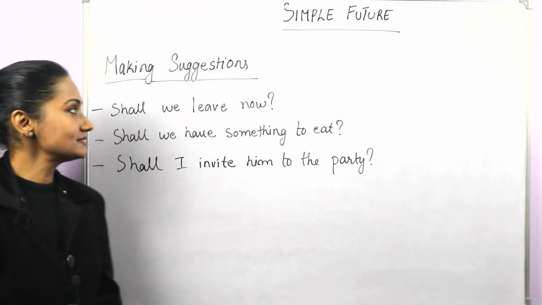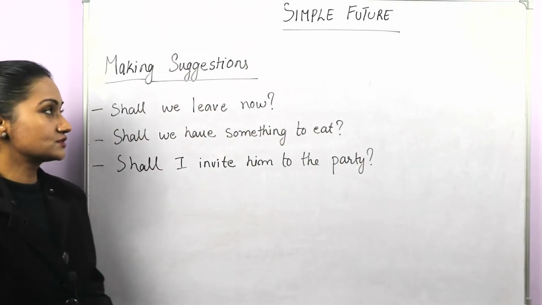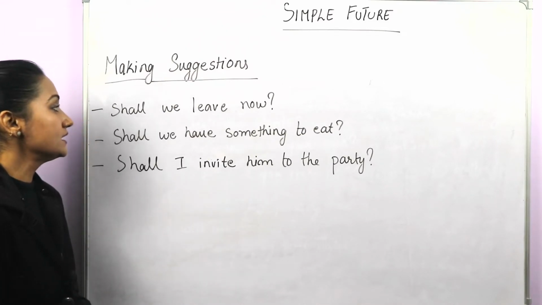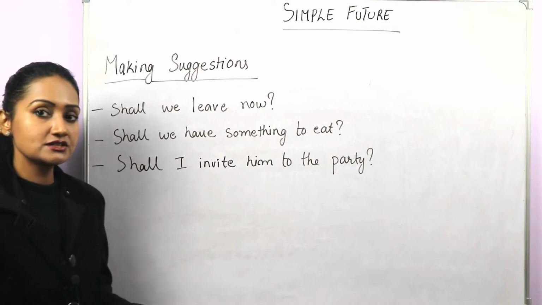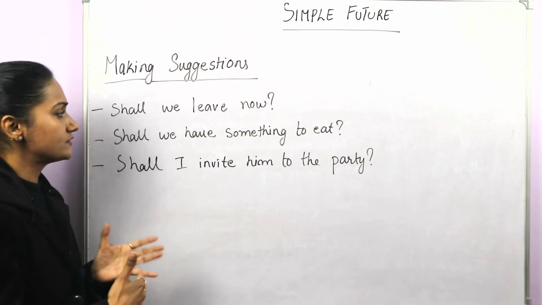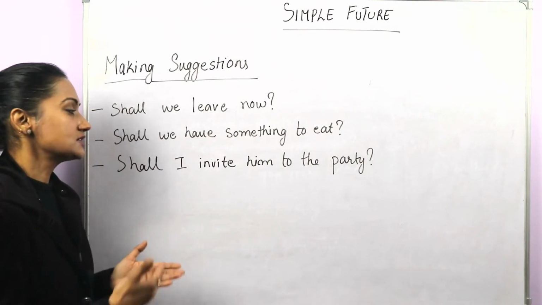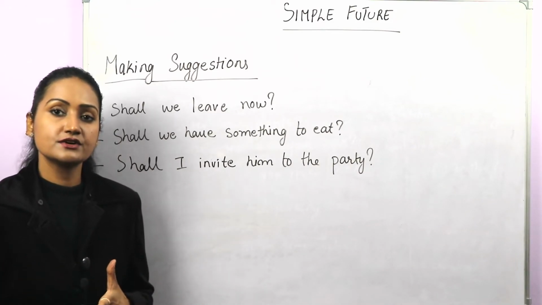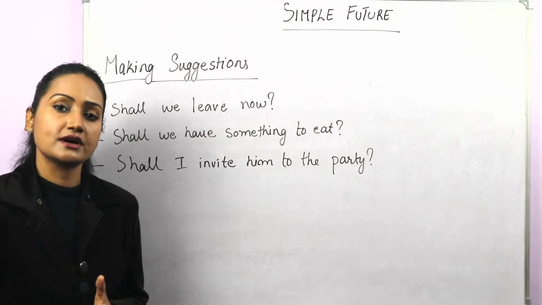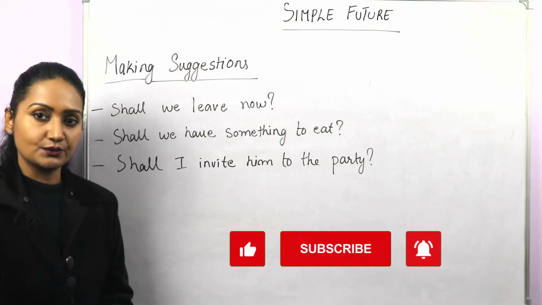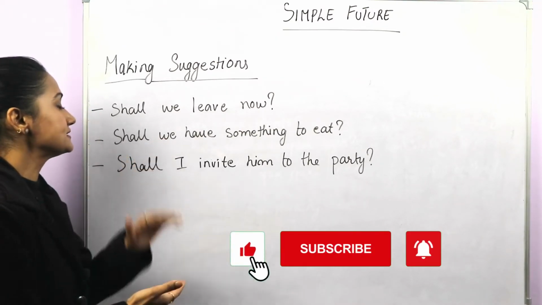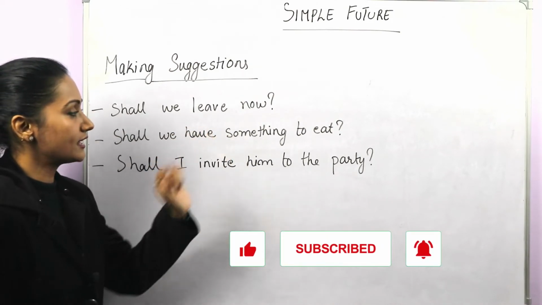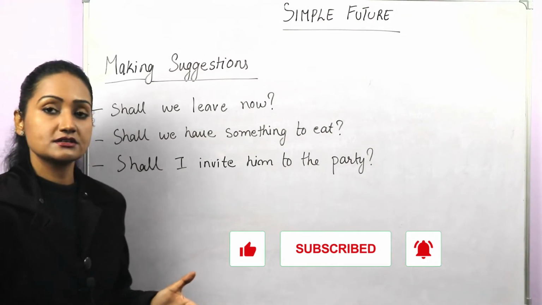Okay, next is making suggestions. So we use shall while making suggestions. For example, shall we leave now? It's a suggestion. Next is, shall we have something to eat? Shall I invite him to the party? So suggestion or advice, whenever you are seeking a suggestion or advice, you can use shall. Okay. Here you can see that I have used I and we only, and again I have framed these sentences in interrogative.